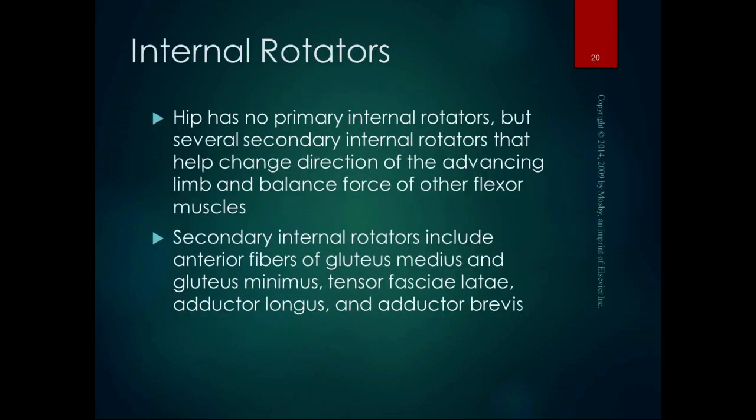So the hip really has no primary internal rotators, even though it has several secondary internal rotators. What the internal rotators do is they help change the direction of the advancing limb and balance the force of the other flexor muscles. The anterior fibers of the gluteus medius can do a little bit of internal rotation, and the gluteus minimus. The tensor fasciae latae can do a little bit of internal rotation, the adductor longus and the adductor brevis. Even though it's their part-time job, none of them are fully employed doing hip internal rotation, but they all moonlight a little bit in hip internal rotation just to help stabilize the pelvis.